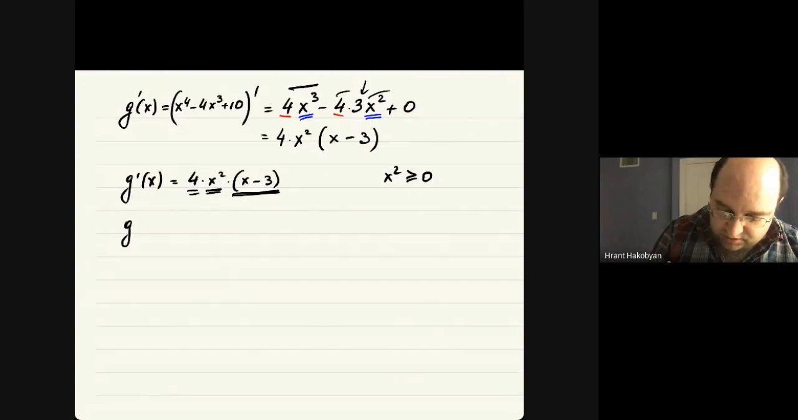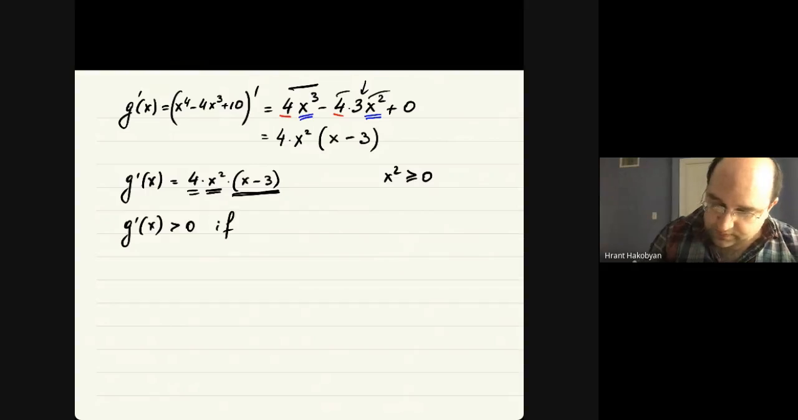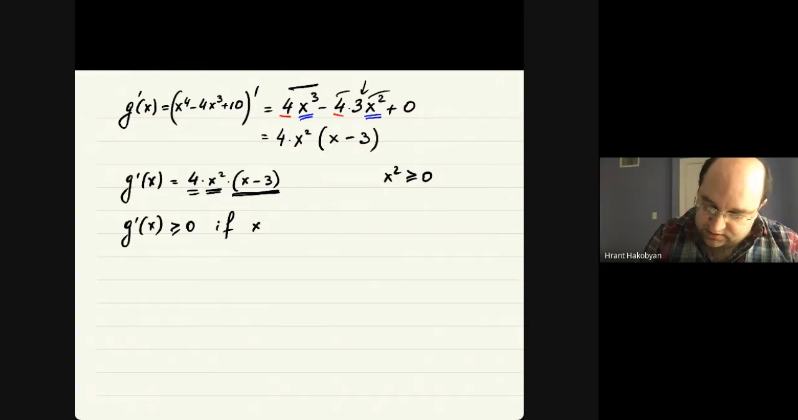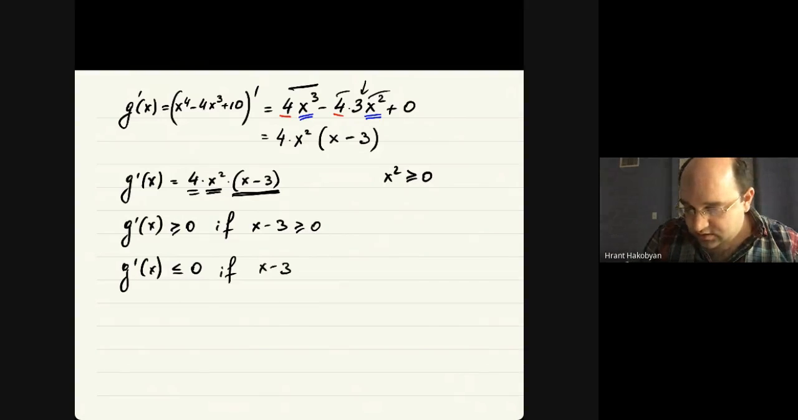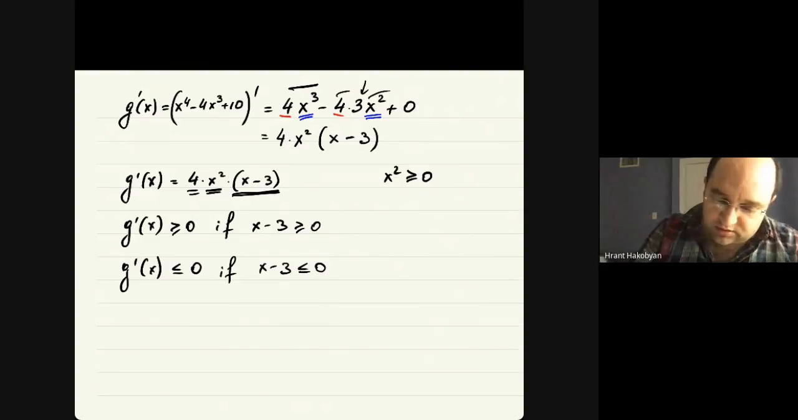So g prime x is non-negative if x minus 3 is non-negative, and g prime x is less than or equal to 0 if x minus 3 is less than or equal to 0. Correct? Because of the rest, this part here.